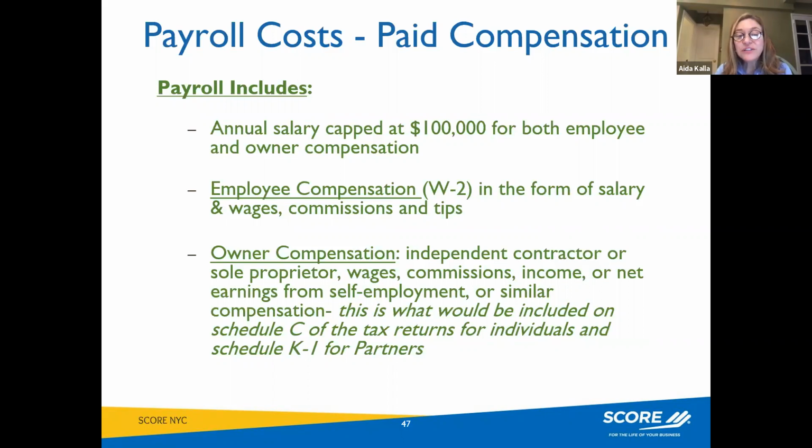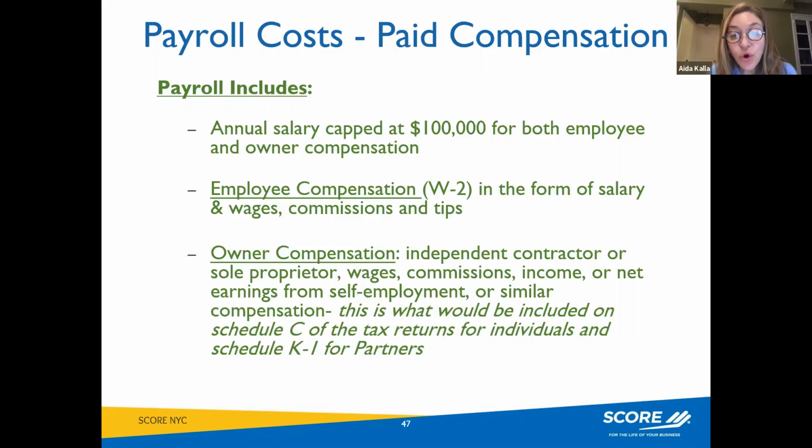The annual salary of any employee or yourself, and when I say salary for yourself, I'm going to get into what that means, cannot be more than $100,000 per annum. Your employee compensation is evidenced by a W-2 form in the form of salary, wages, commissions, and tips. Now, I would like to stress, employee does not mean independent contractor. Independent contractors get a 1099 form.